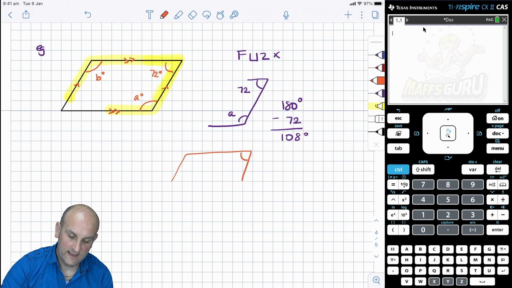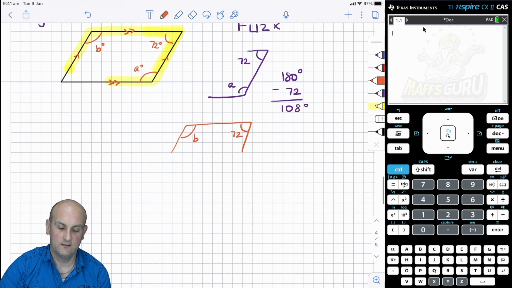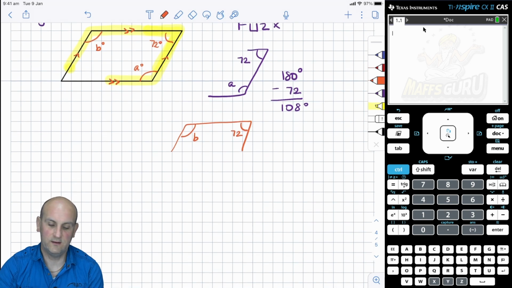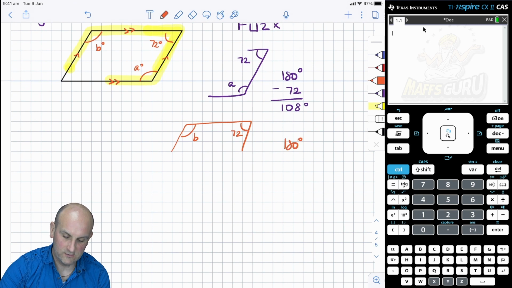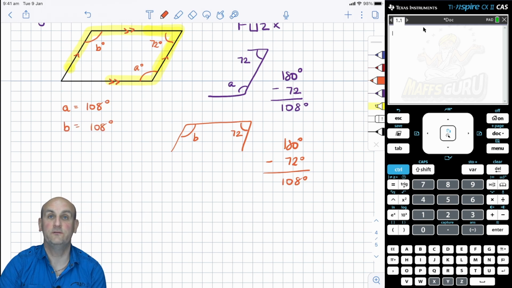So I now know that that's 72 degrees. I've got this angle here, which is B. Hold on a moment, I've just done that. Because what do we know about those two angles? They add up to 180 degrees. 180 degrees minus the 72 degrees gives me the 108 degrees. And actually, as it turns out, angle A and angle B are exactly the same size.